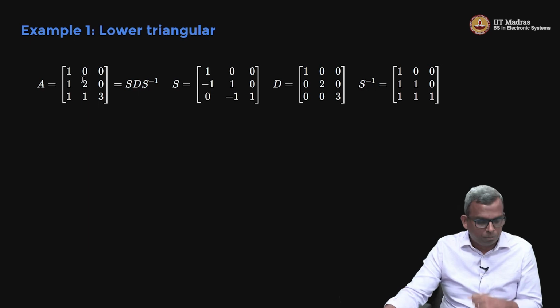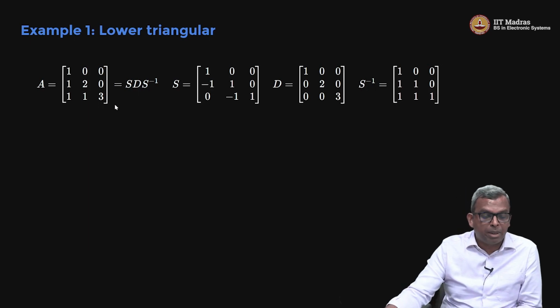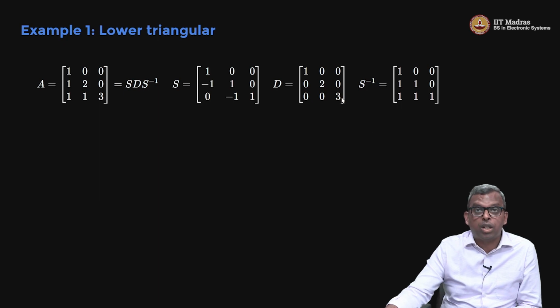How do you do it? We know that A can be written as S D S inverse. And S is this column of eigenvectors of A, and D is a diagonal matrix with 1, 2, 3 showing up only in the diagonal. S inverse you have to find. So this is one task that you have to do. Once you have S, you know how to find S inverse. In small cases you can find it. In this particular case, S inverse ends up having a very, very simple form.